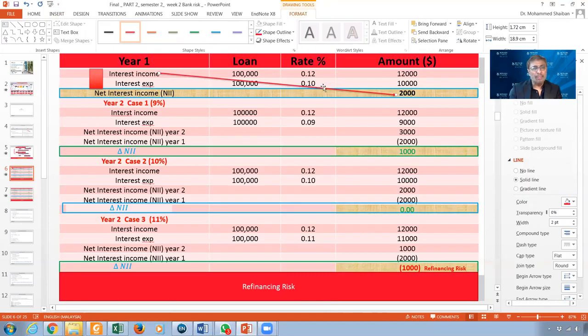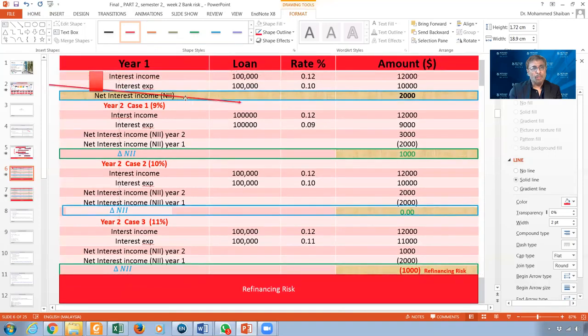Now, what would happen in the second year? In the second year, we are talking now about the deposit, the case for the deposit, which is the refinancing risk. Now, the second year, it could drop. And in this case, as you can see, I will make 3,000, which means now I will pay only 9 million and receive 12 million. I get 3 million, while in the first year, I used to have 2 million.